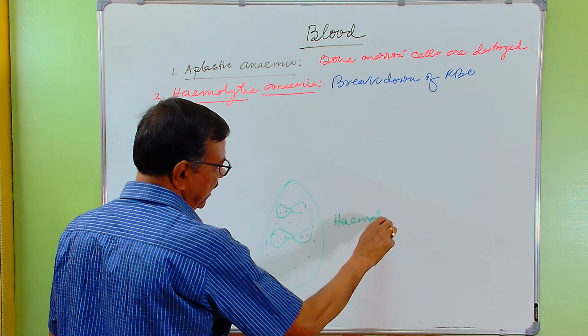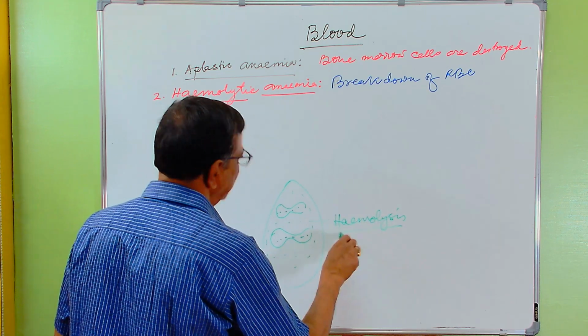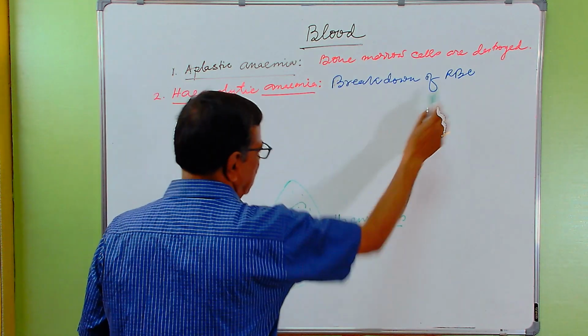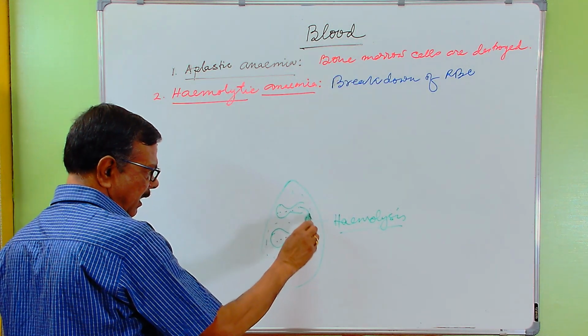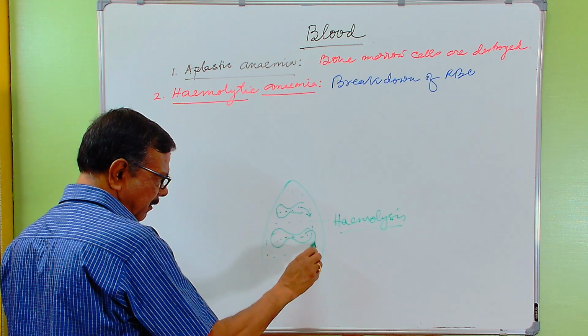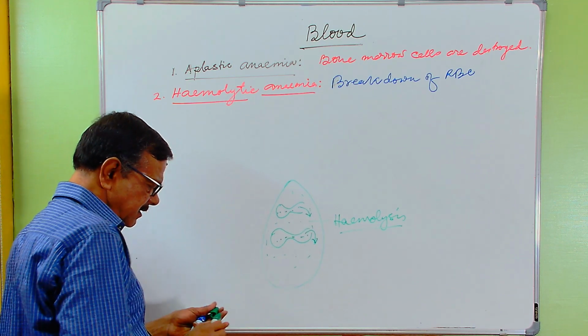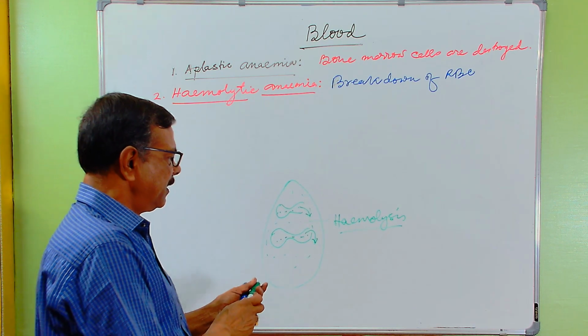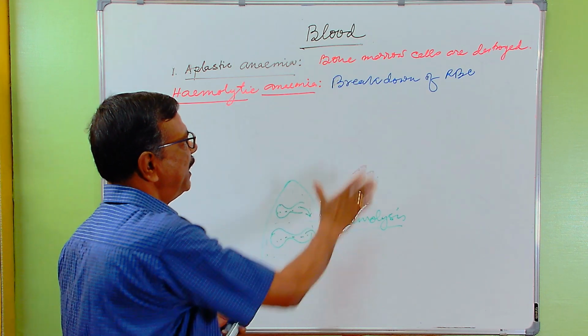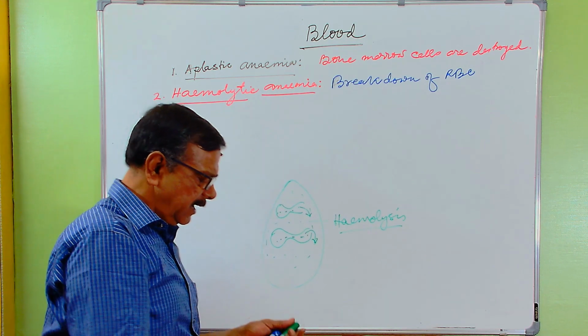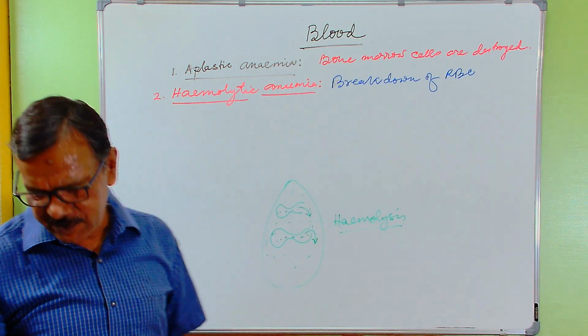Haemo, lysis. So in this anemia, breakdown of RBC takes place and there is an increase in hemoglobin within the plasma. The hemoglobin comes within the plasma, and that is why this is known as hemolytic anemia. Blood supplementation is necessary.